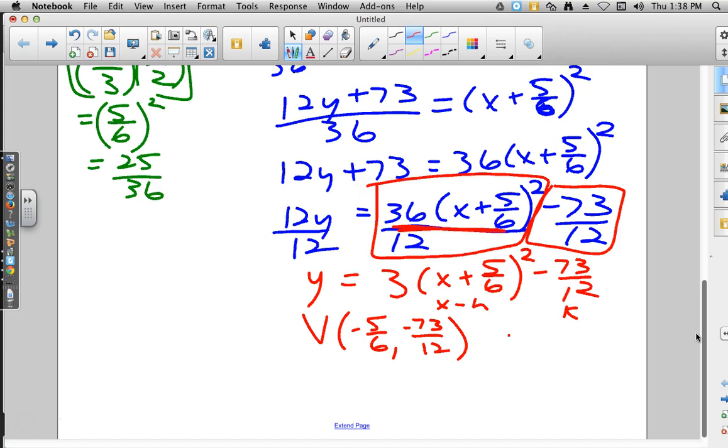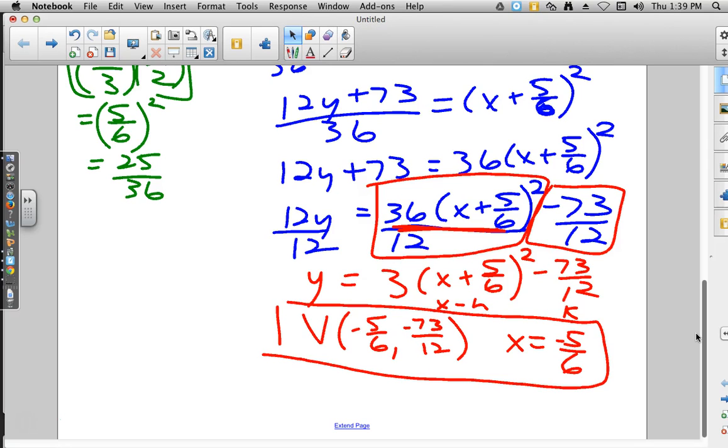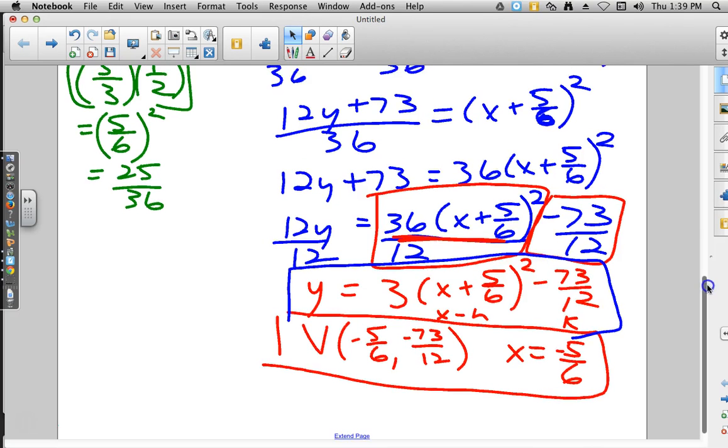And then our axis of symmetry is always going to be through the x-coordinate, a vertical line through that x-coordinate, which of course was negative 5/6. So we have our vertex at negative 5/6, negative 73/12, and our axis of symmetry at negative 5/6, and we have it in vertex form. It's beautiful. Really nice problem.